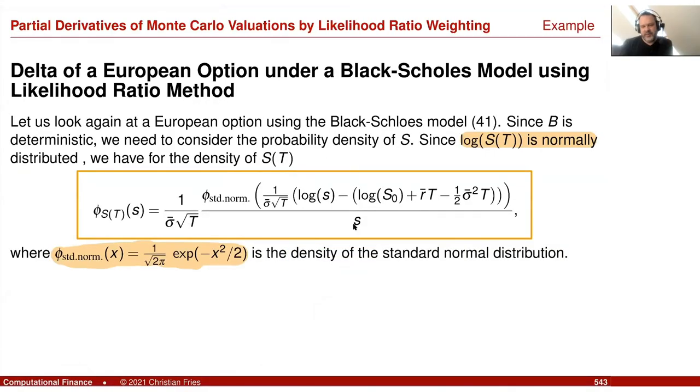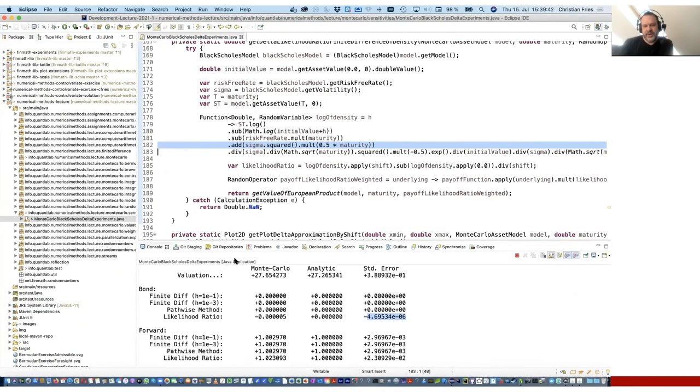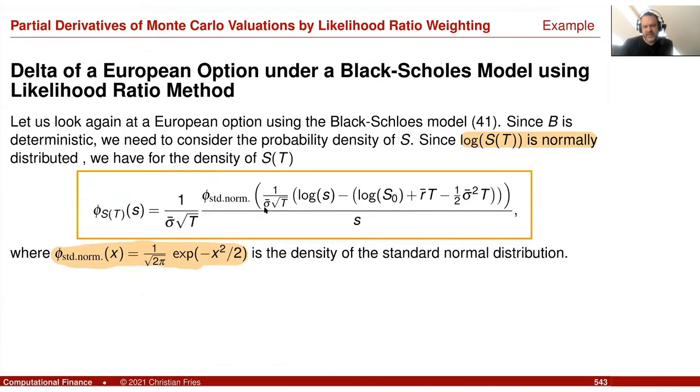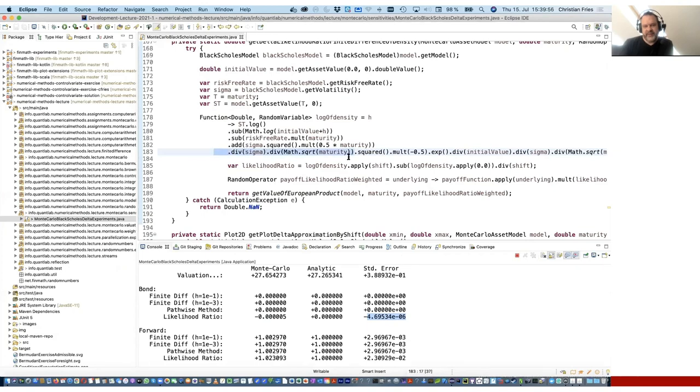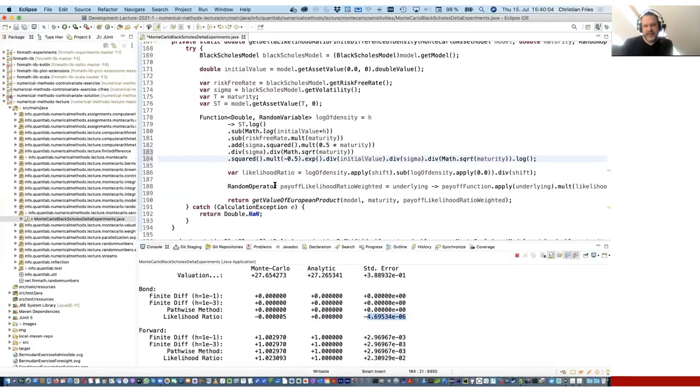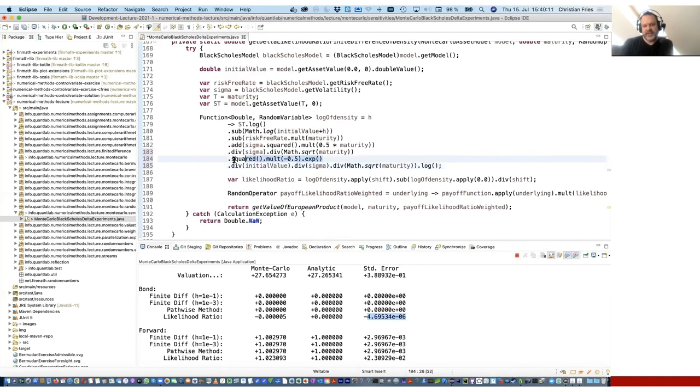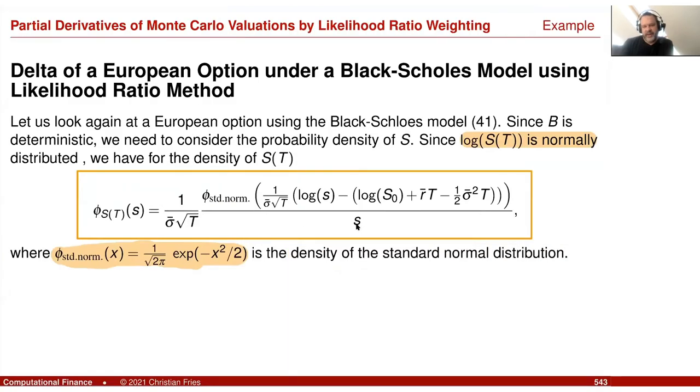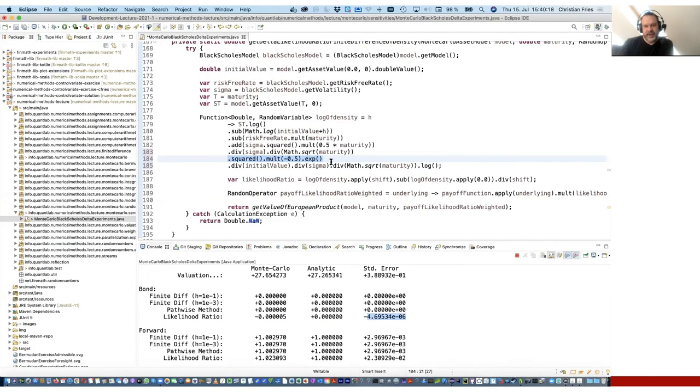Then divide by, then take here the standard normal. So this is exponential of minus x squared over 2 of this. I need to divide here by sigma. Okay, so then divide by sigma, divide by square root of T. Okay, so this is this stuff here. Maybe I do a new line. Then take the square, so x squared multiplied with minus 1/2, exponential. So this part here is the normal distribution density. Then divide again by s. So divide by s, where is that?